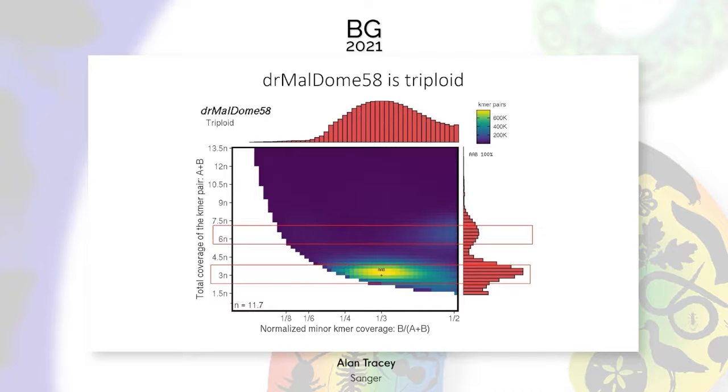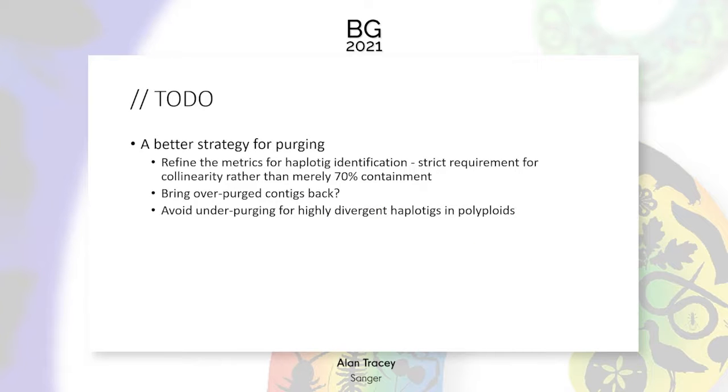Purge dupes was written to deal with retained haplotypic duplication in diploid assemblies, and was not intended to be able to deal with polyploid scenarios. So, going forward, we are drawing up plans to better deal with purging in polyploid genomes. We plan to refine the metrics for haplotype identification, think about a check to reinstate overpurged contigs, and think about how we can avoid underpurging for highly divergent haplotypes in polyploid assemblies.